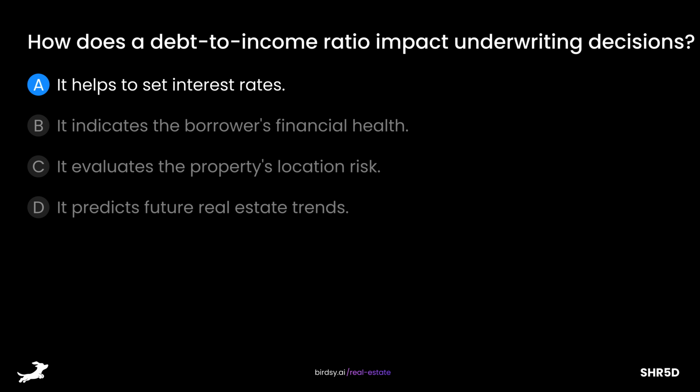Is it A, it helps to set interest rates? B, it indicates the borrower's financial health. C, it evaluates the property's location risk. Or D, it predicts future real estate trends. The answer is B. It indicates the borrower's financial health.